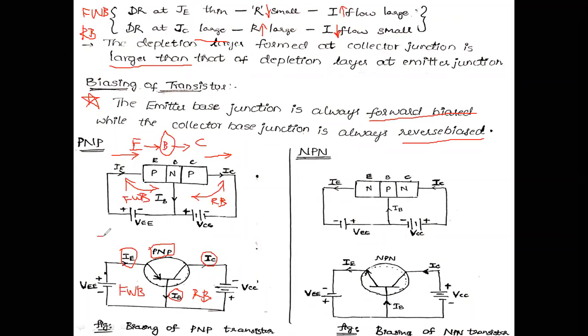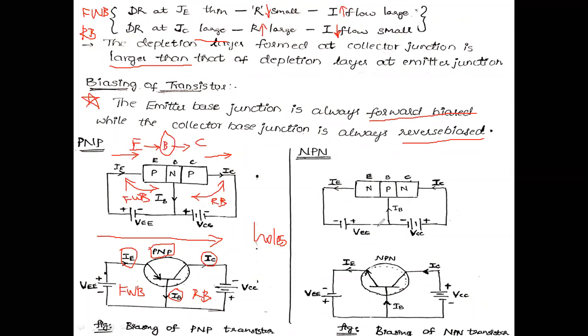The flow of current is taking place from left to right. This current is mainly because of holes. This is about the PNP type of transistor.